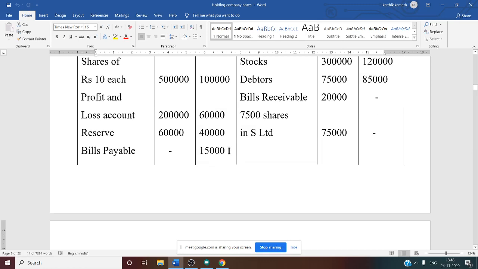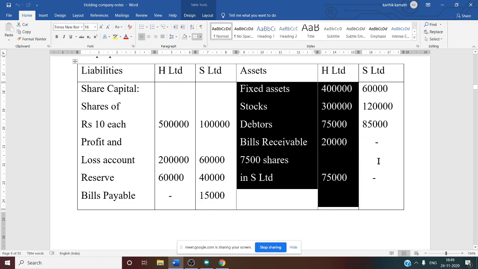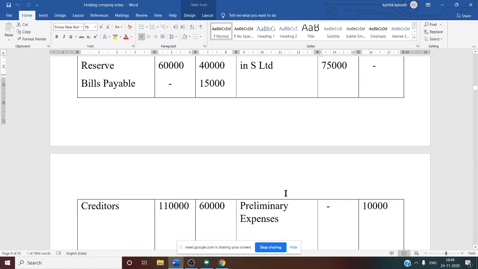So bills payable available in S Limited, that is the subsidiary company, is 15,000. That means this 15,000 is due. This 15,000 is due to whom? Holding company. That means S Limited will transfer this 15,000 to the holding company. When this 15,000 is transferred, this 20,000 reduces. Why? Because bills receivable, whatever the amount due from other companies, 20,000, when the subsidiary company gives this 15,000, this 20,000 automatically reduces. So 20,000 minus 15,000, you will get the bills receivable amount, that is 5,000.